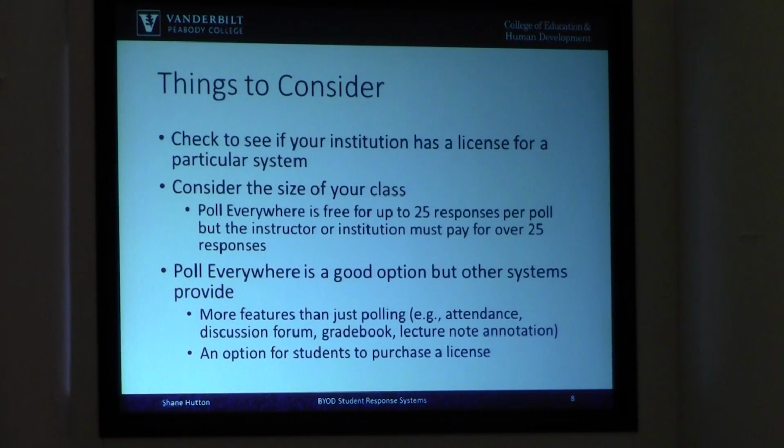It has a grade book, it has a discussion forum, you can annotate on the lecture notes, you can take attendance. There's just a lot of features that these BYOD response systems have in addition to just polling. And Poll Everywhere has, I believe, the ability to embed a PowerPoint as well, and they're kind of coming up with that. But some of these others offer more features than that.